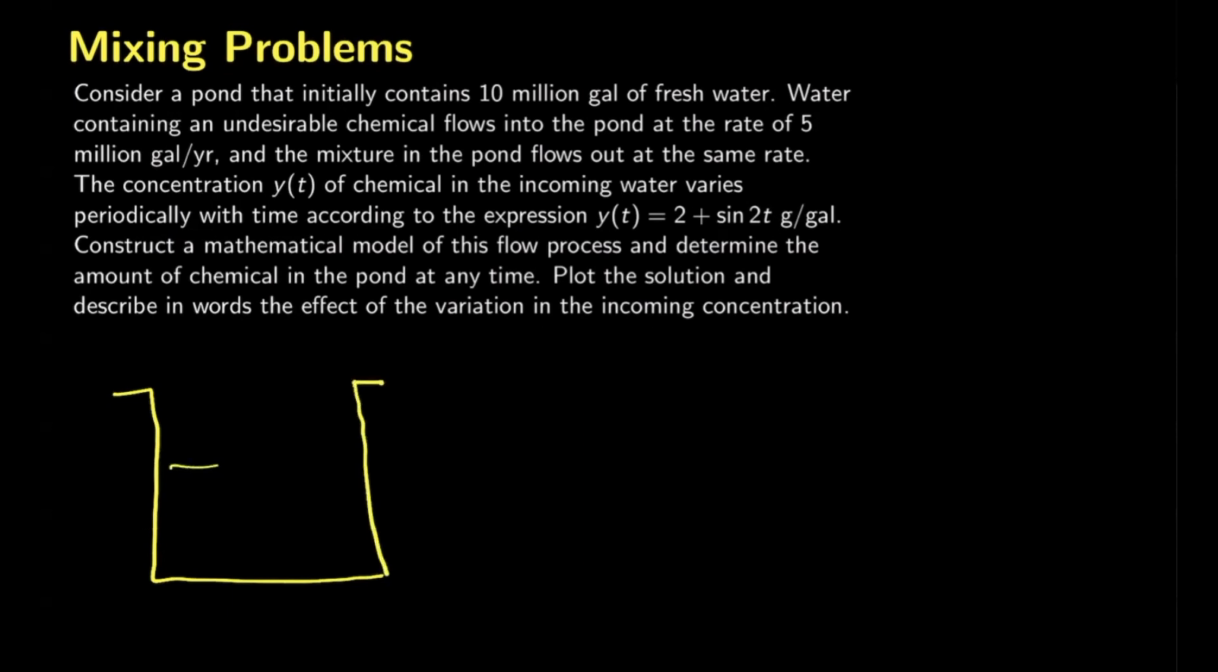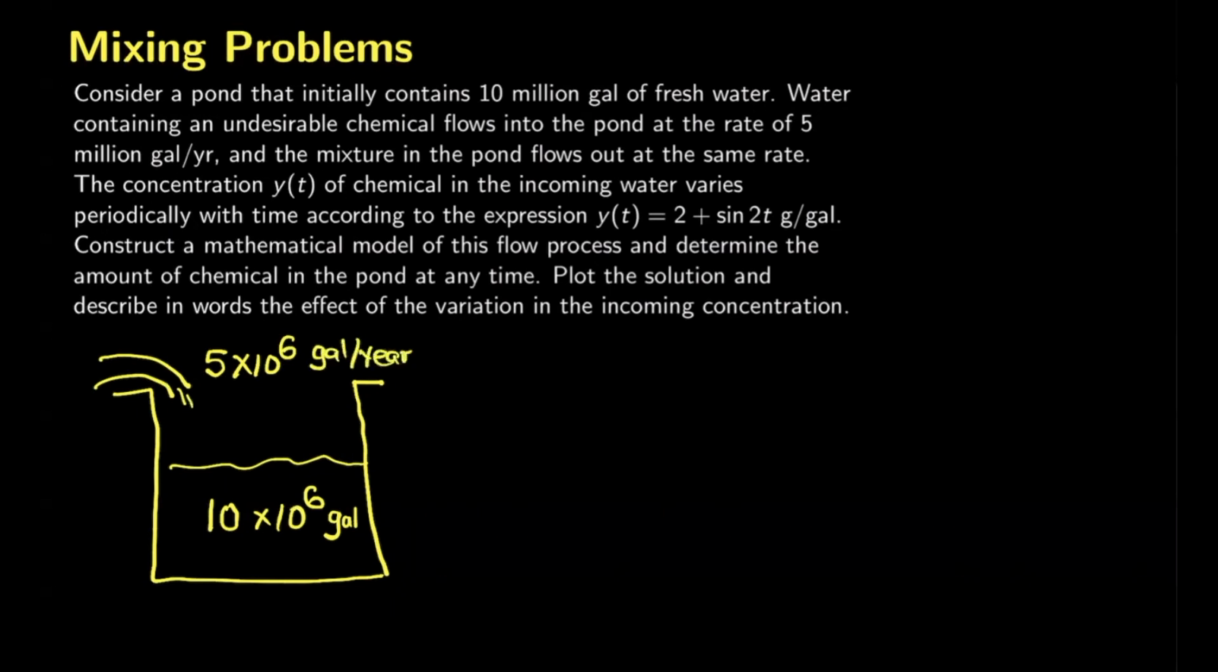Initially that has 10 million, meaning 10 to the power 6, gallons of water. Water containing an undesirable chemical flows into the pond at a rate. The rate at which the chemical is pouring in is 5 million gallons per year. So every year 5 million gallons will pour into the pond.